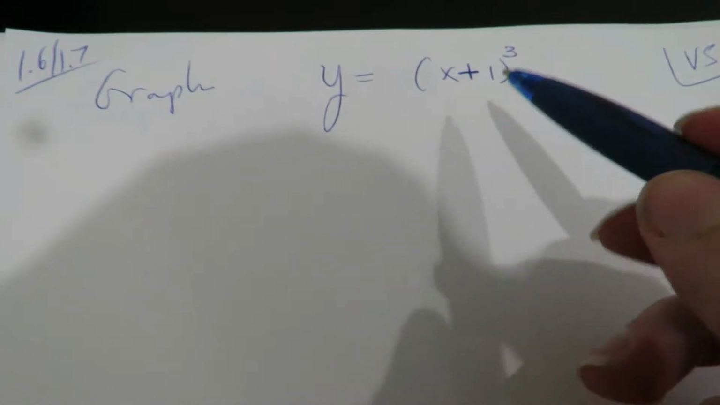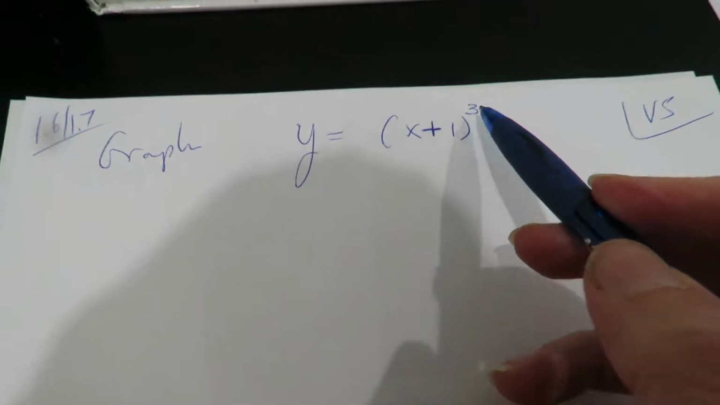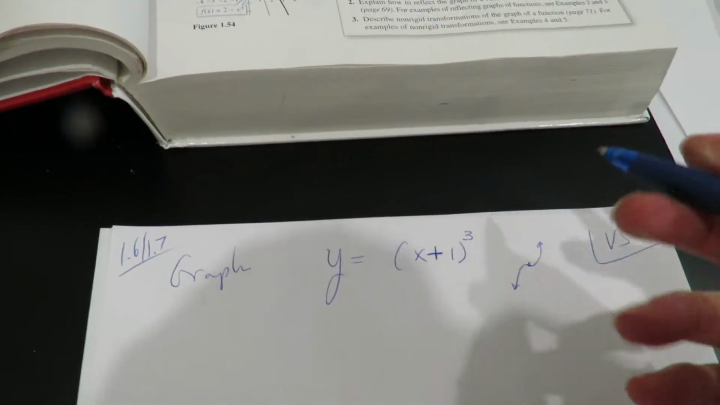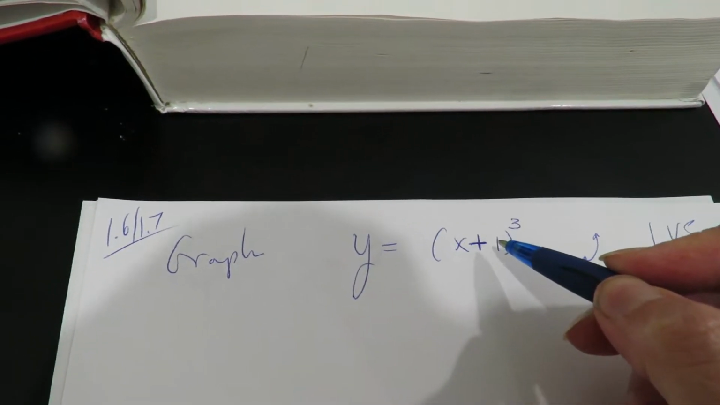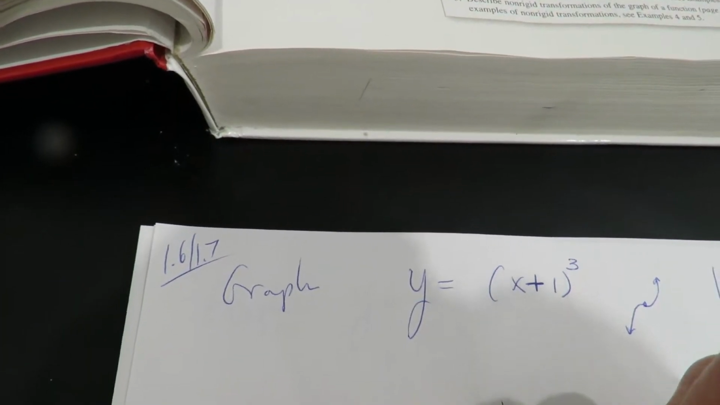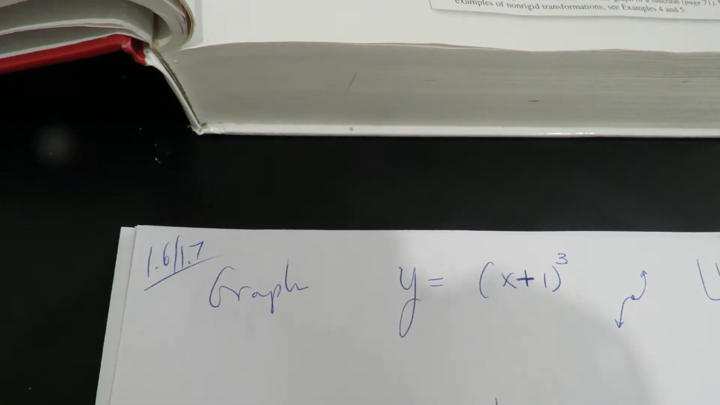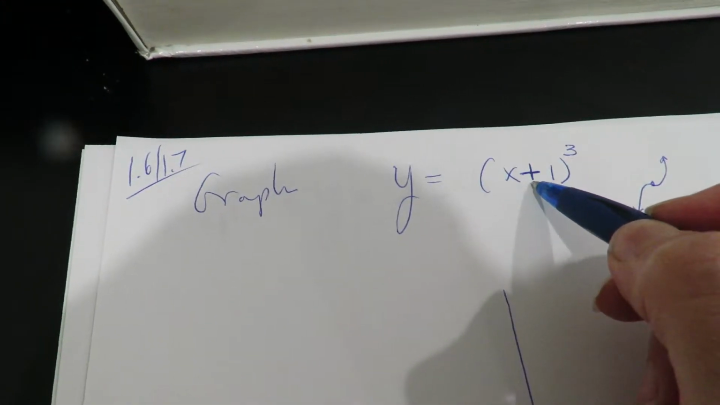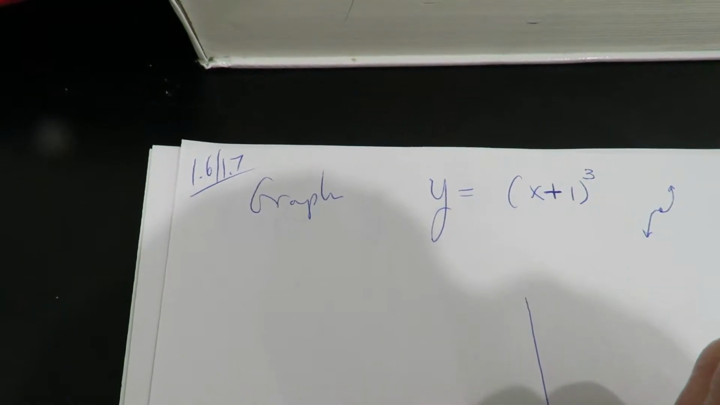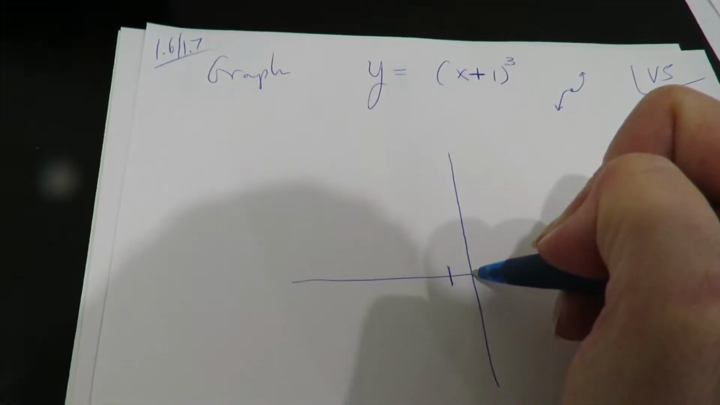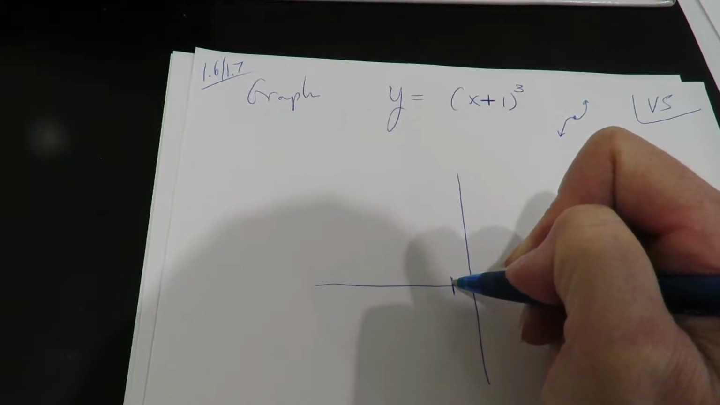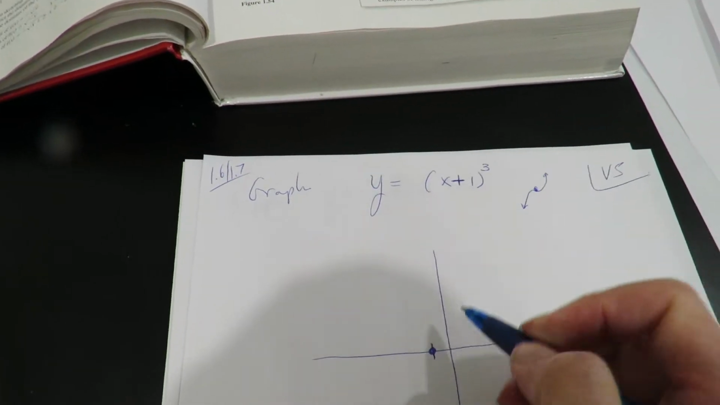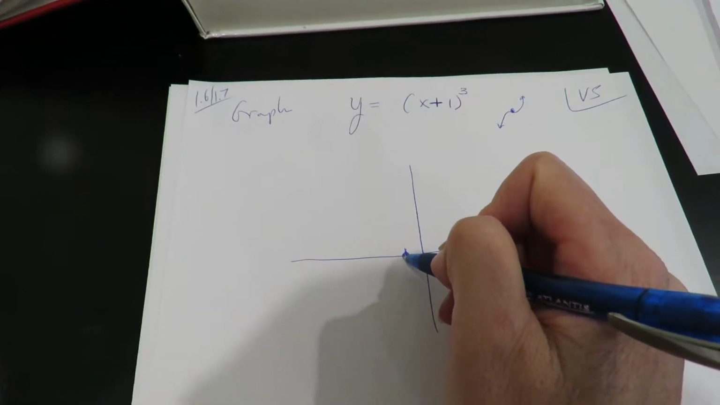So let's try this one. Now this is a cubed function. Cube functions look like half a parabola up, half a parabola down, like this. That's the shape. Now since there's a +1 inside the function, that means it's going to go to the left. Remember, the rule is inside the function, positive is actually to the left. So instead of that being at the center of the graph, it's actually 1 unit to the left. So the center of this, instead of it being at the origin, is over here 1 unit to the left.